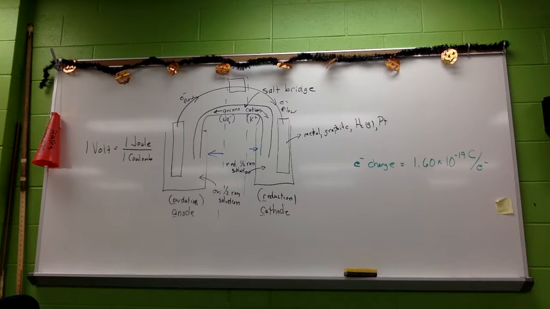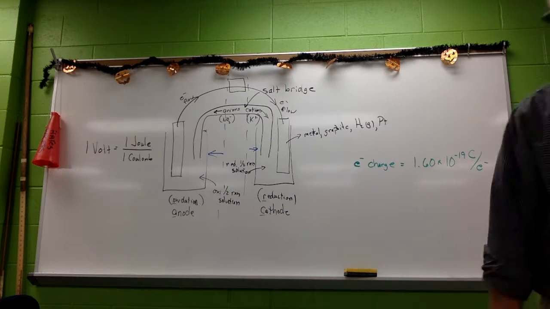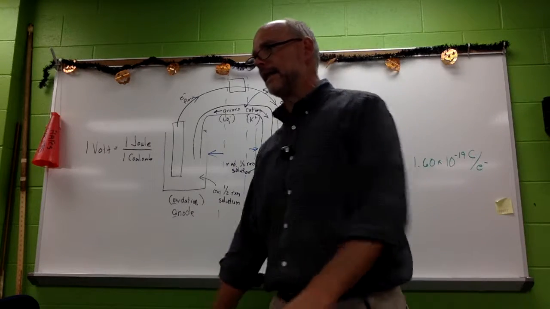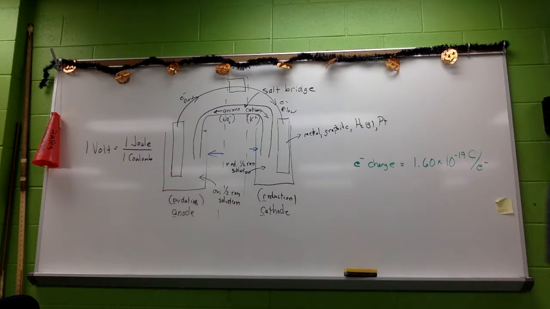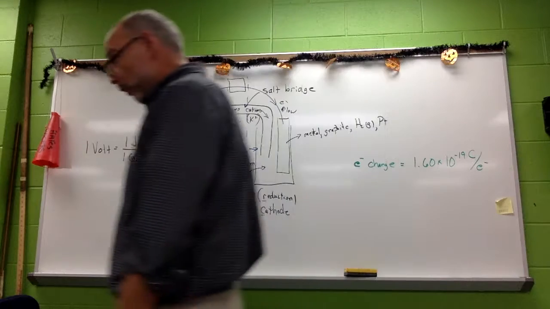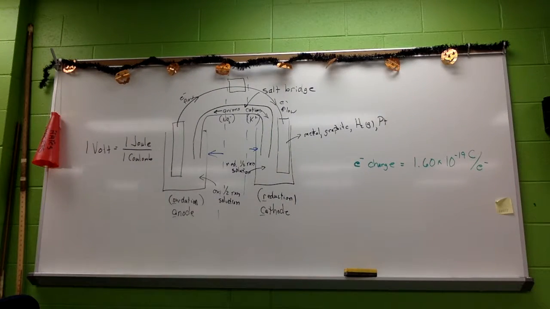Okay, so now let's start looking at a standard cell potential, which we are now, from this point forward, going to call an E cell. Now, notice it has a little superscript 0 up there. That little superscript 0 from this point forward means standard state. We're going to use standard state for almost everything we do from now on. Okay?